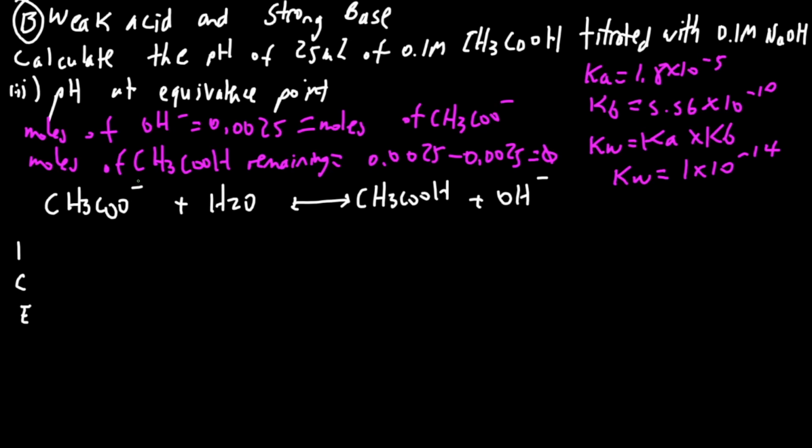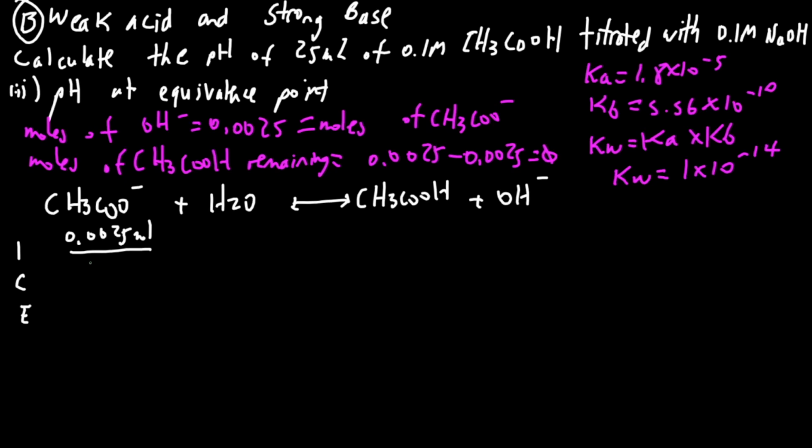So for this next question, we have to calculate the pH at equivalence point. This means that the moles of OH minus and the moles of our acid are the same, so 0.0025 moles. So this means that the amount of CH3COOH remaining should be 0 because they neutralize and cancel each other. So from here, we have moles of CH3COO minus, so 0.0025 moles divided by our total volume. So in this case, you would have had to add 25 milliliters of acid and base together.